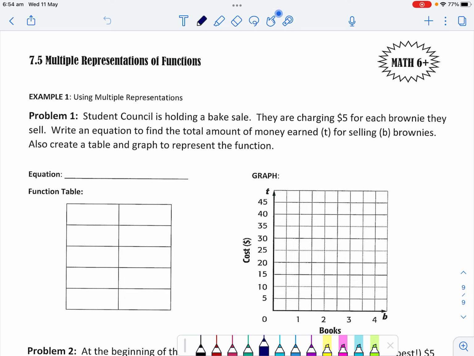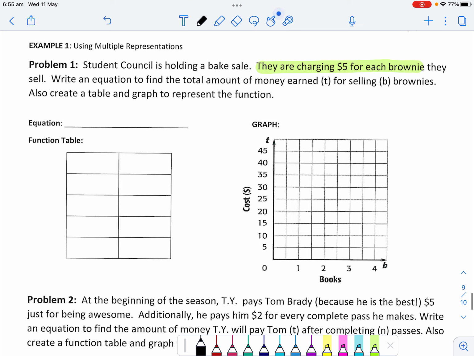So problem number 1 says student council is holding a bake sale. They are charging $5 for each brownie. So there's my information for my rule. Write an equation to find the total amount of money earned T for selling B brownies. So when I write my rule in this situation, I am going to use T and B because they specifically defined those variables for this situation. And these variables are not correct, so we're going to fix those really quick.